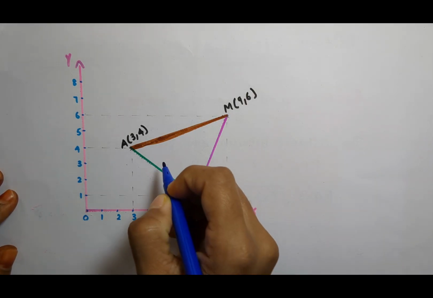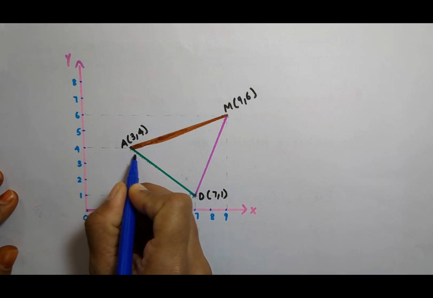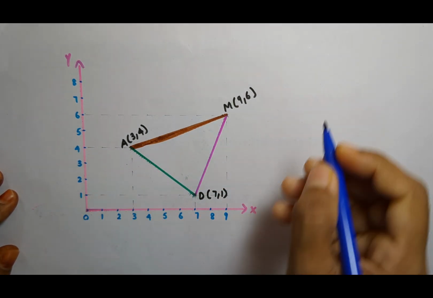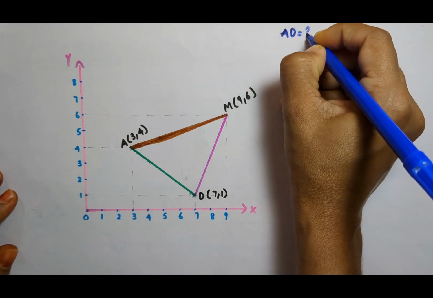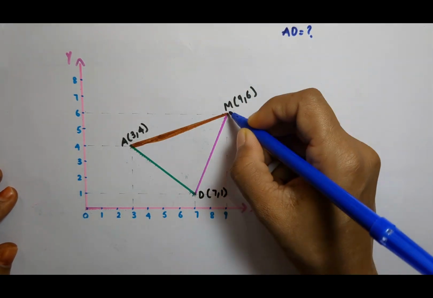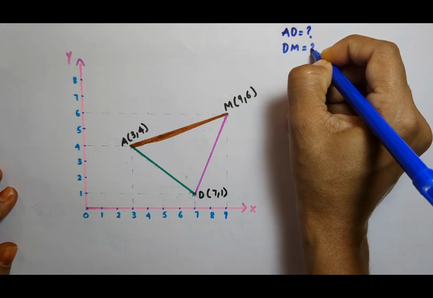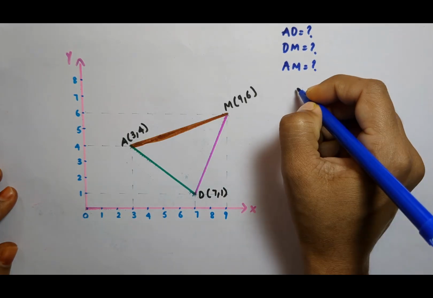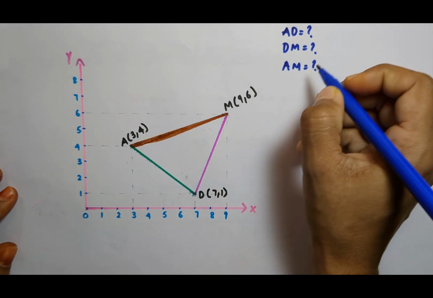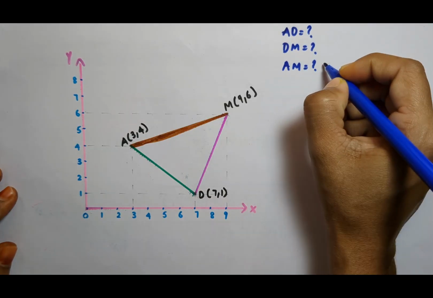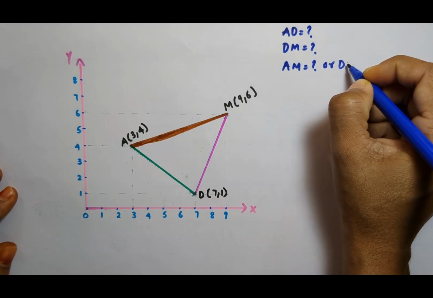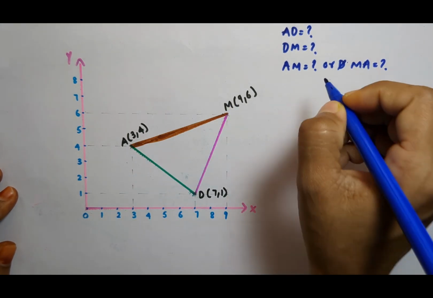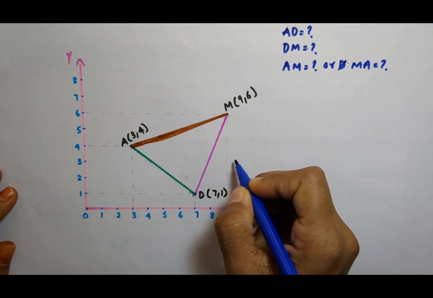We want to find out the length of each side of this triangle. That is, we want to find out the length of this side, that is AD. We want to find out the length of this side of the triangle, that is DM. And we want to find out the length of this side of the triangle, that is AM, or you can write it as MA. So how do we find the length of each side of this triangle? Let us see.